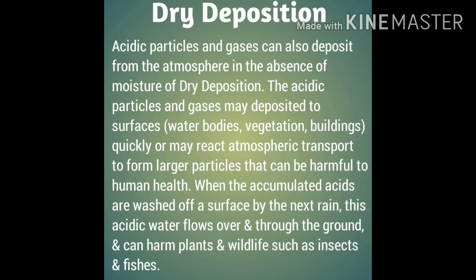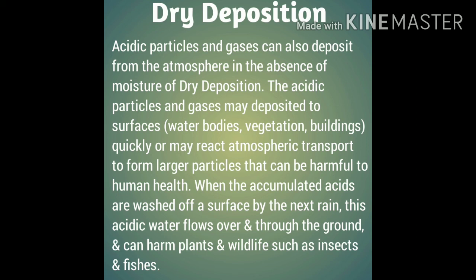Second, dry deposition. Acidic particles and gases can also deposit from the atmosphere in the absence of moisture, or dry deposition. The acidic particles and gases may deposit to surfaces, water bodies, vegetation, and buildings quickly, or may react during atmospheric transport to form larger particles that can be harmful to human health.